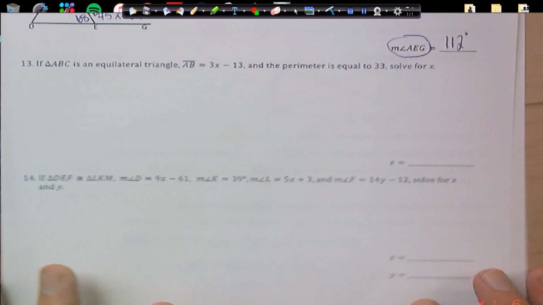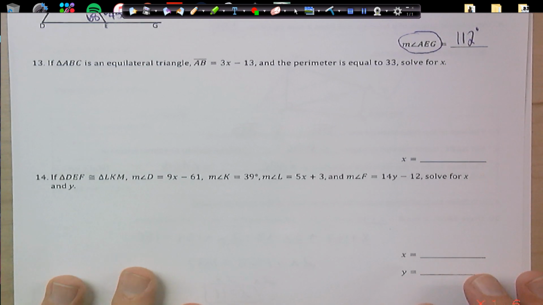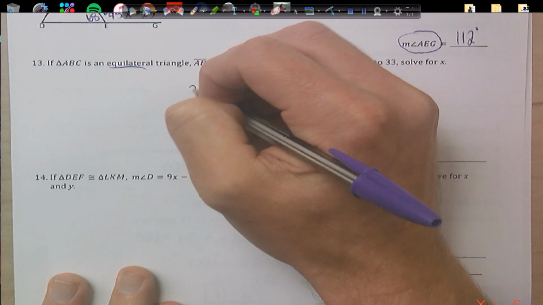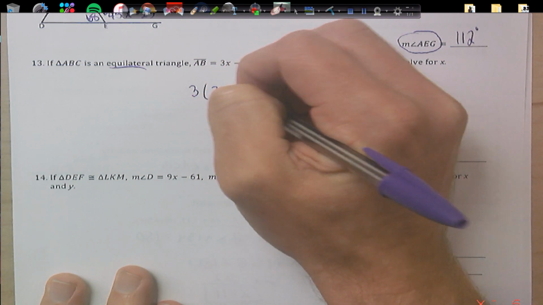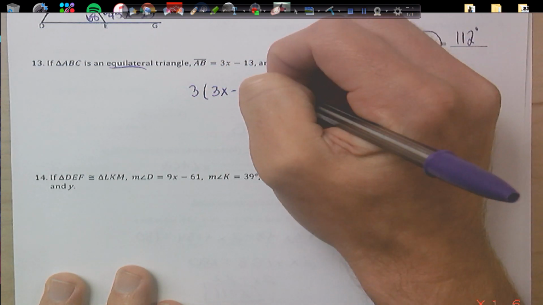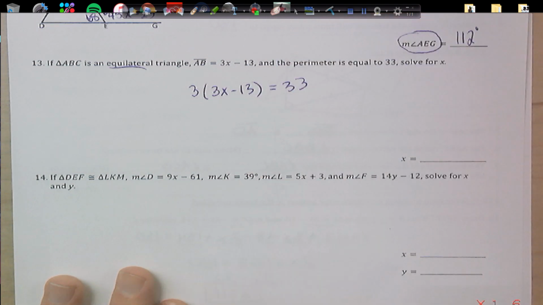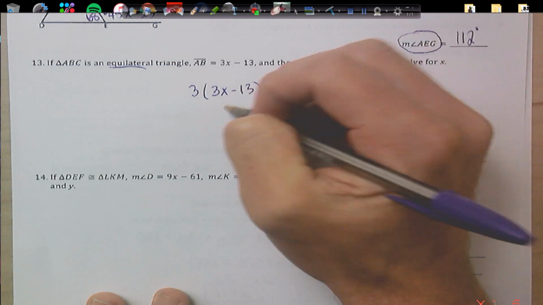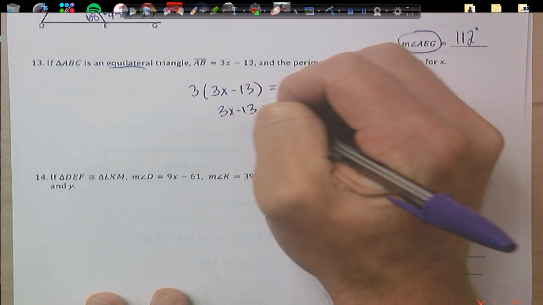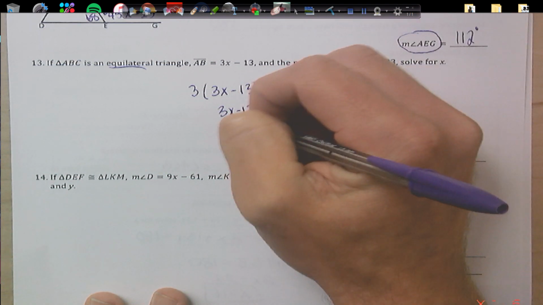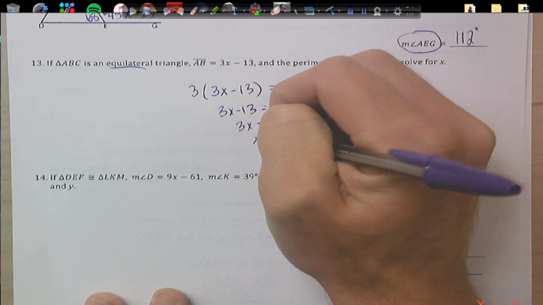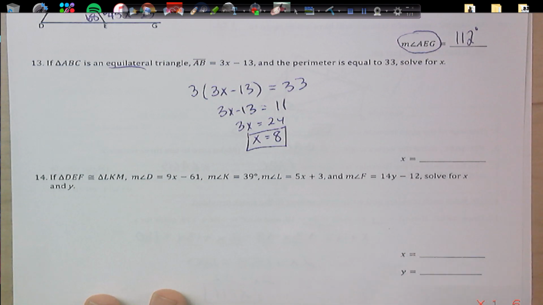ABC is an equilateral triangle, where AB is 3x minus 13, and the perimeter is 33. Well, if it's equilateral, we know all the sides are congruent. So I'm just going to do 3 times 3x minus 13, which would equal 33, because I just have to multiply all sides by 3. I'm actually going to divide the 3 out right away to give me 3x minus 13 equals 11. Add the 13 over, and that's going to be 24. Divide by 3, and we get x equals 8.